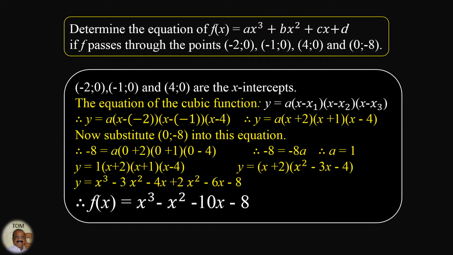Then we write our equation, y = a, and a is 1, so 1 times (x + 2)(x + 1)(x - 4). You can expand the brackets, simplify it as you like. Then our final equation of f(x) is equal to x³ - x² - 10x - 8.